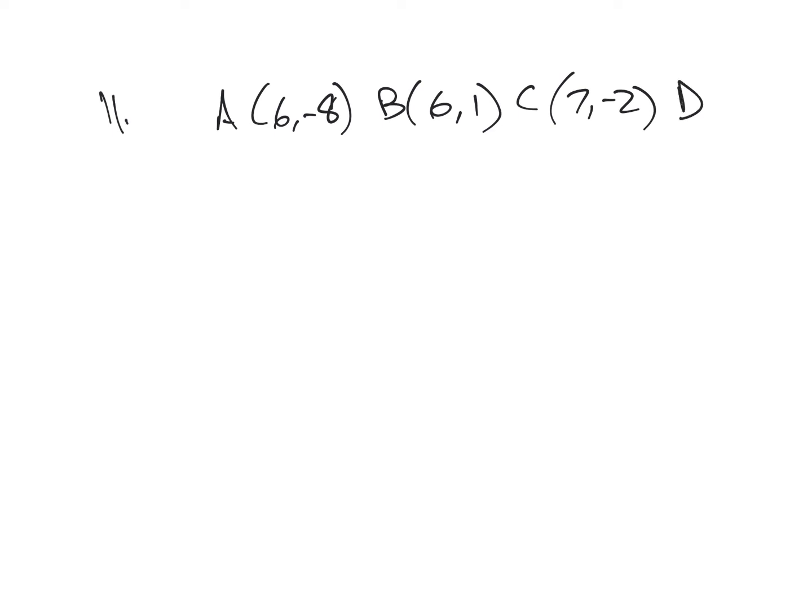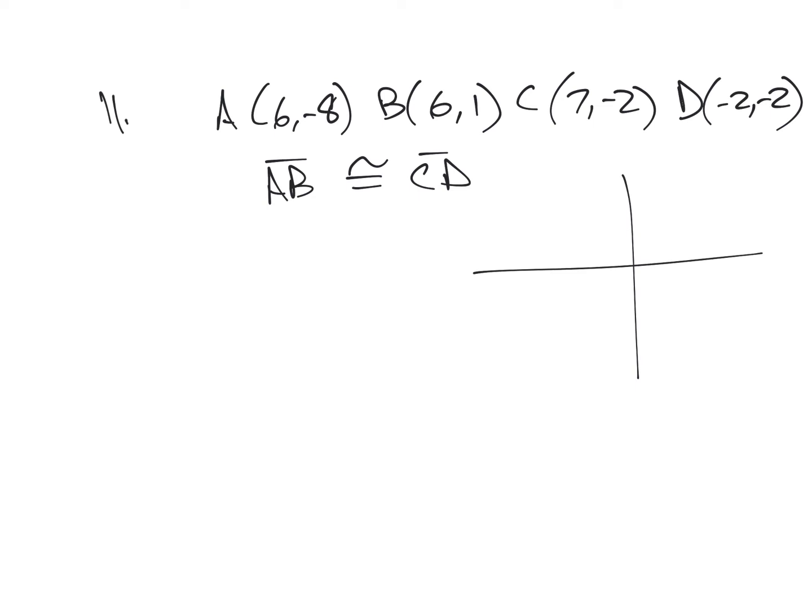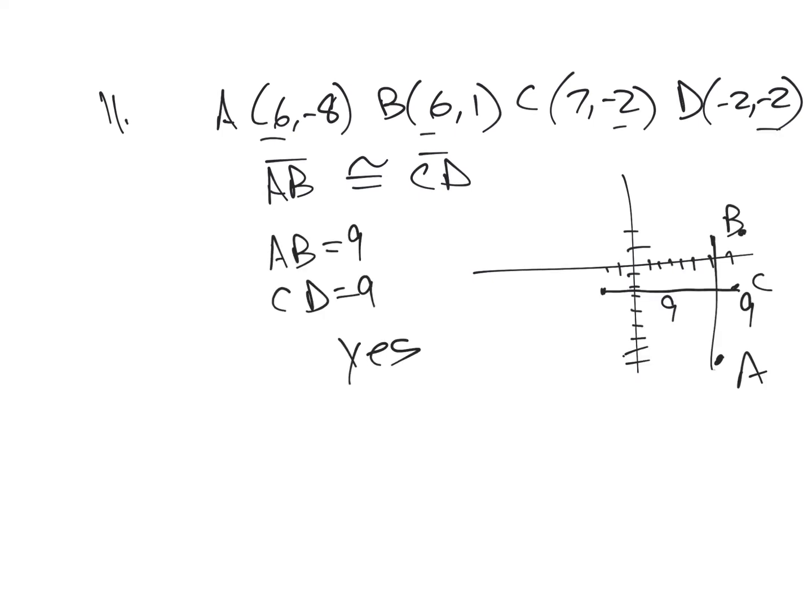Graph this problem. A is (6, -8). B is (6, 1). C is (7, -2). And D is (-2, -2). Is AB congruent to CD? You have to graph, even though you may be able to look at it and tell me what the answer is. You have to graph. That's partial points. You have to show me why they are or are not congruent. Go. Any other questions?